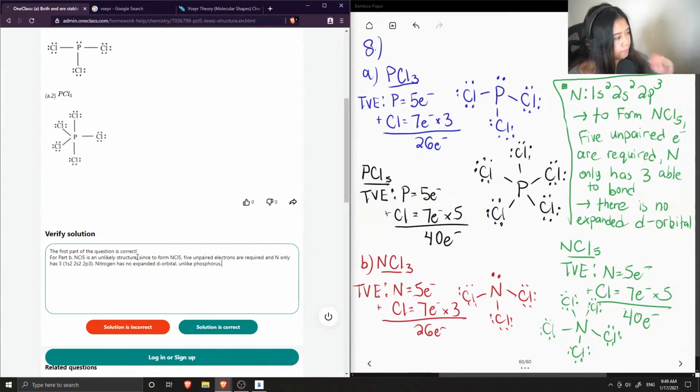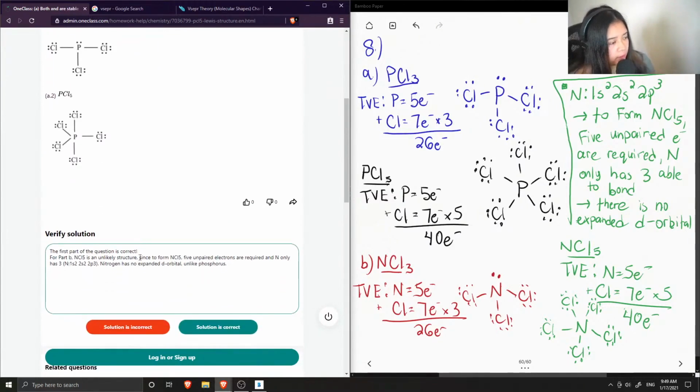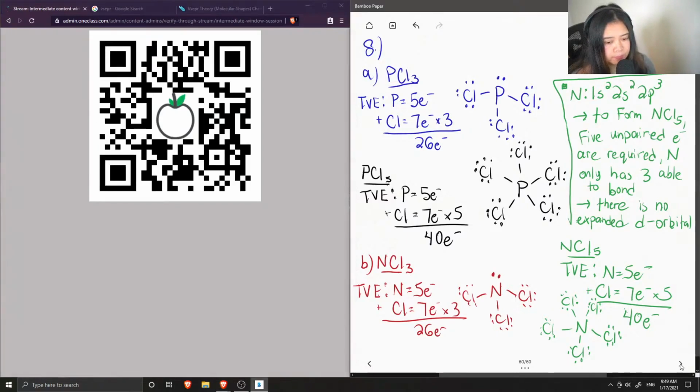Okay, so I said for part B, NCl5 is an unlikely structure, since to form NCl5, 5 unpaired electrons are required, and nitrogen only has 3. And then I just tried to draw its electron configuration. Nitrogen has no expanded d orbital, unlike phosphorus. I think that was the main part of the question that should have an answer, so I'm just going to say this solution is incorrect.